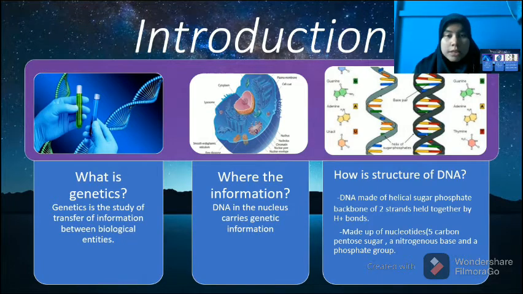So what is the structure of DNA? DNA is made of a helical sugar-phosphate backbone of two strands held together by hydrogen bonds, and it is also made up of nucleotides: a 5-carbon pentose sugar, a nitrogenous base, and a phosphate group.